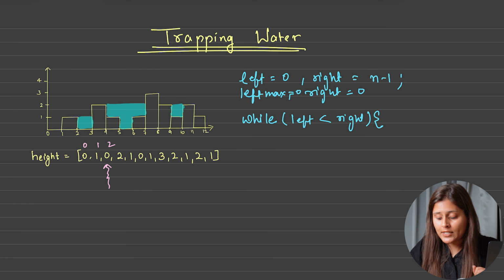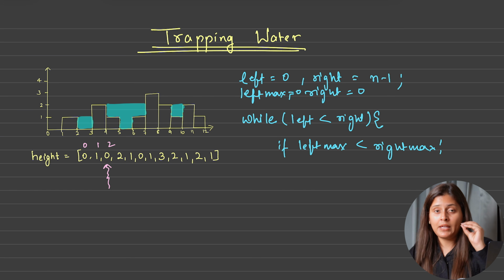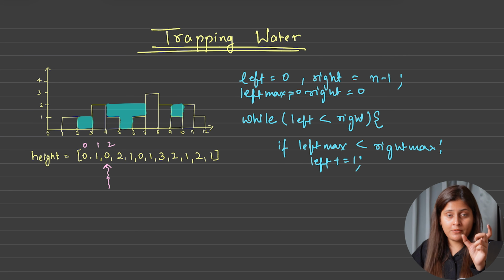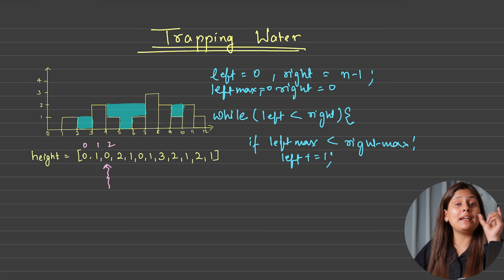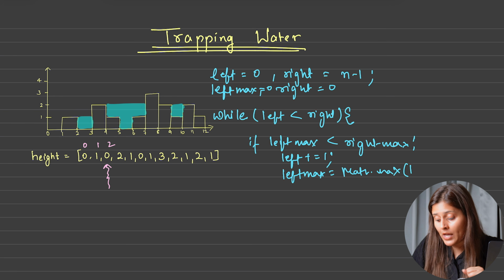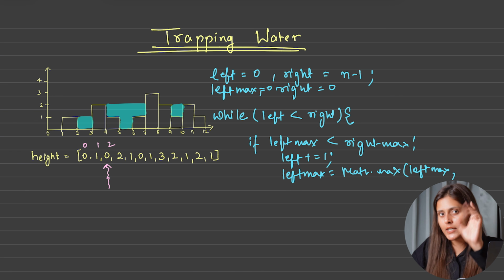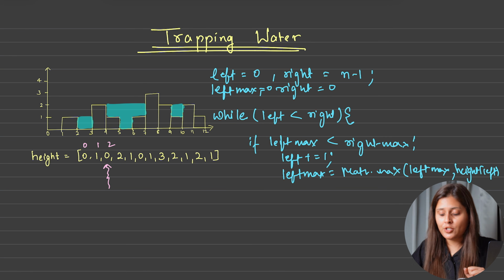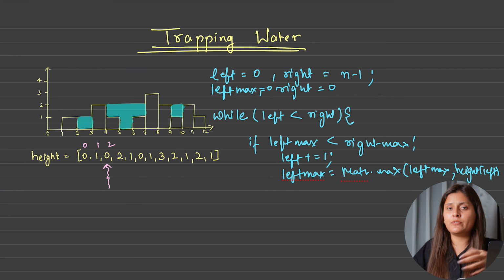So hence we have to write the condition that if our left maximum height is smaller than right maximum height, that is, till now whatever is the left maximum and right maximum, if it is smaller, our task is to move left ahead. First we will move the left ahead, and now our task is to update the left maximum as of now. So we will do left max equals Math.max. As of now, left max is maximum or the current height is maximum. Current height means height of left pointer. Whatever is maximum, left max will get updated.